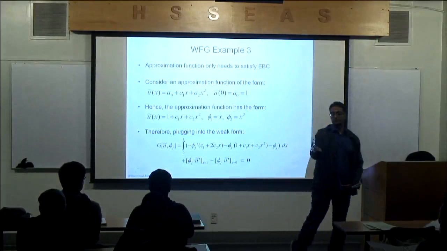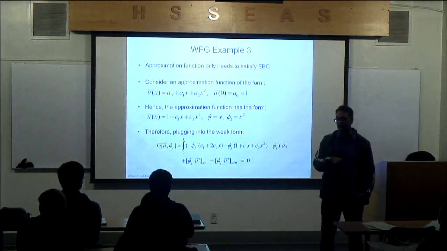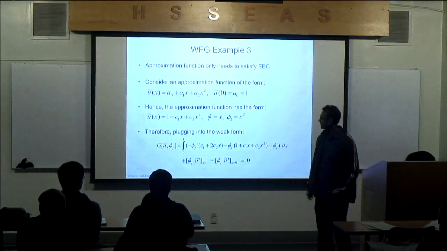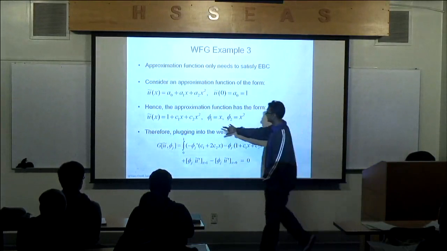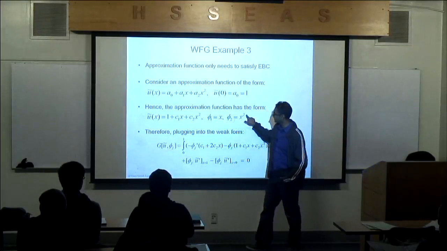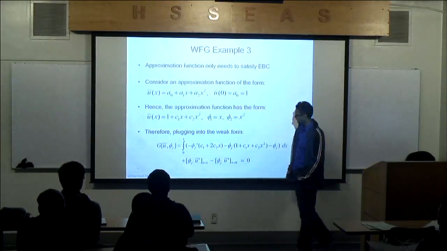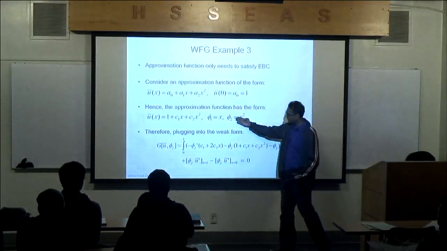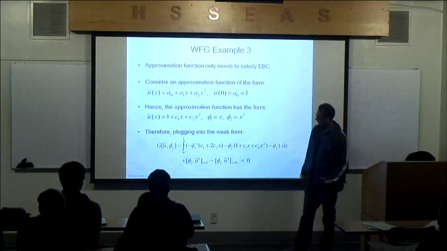Remember, I told you phi sub 0 satisfies a non-homogeneous form of the boundary conditions. That's exactly what happened in this example. Phi 1 is x, phi 2 is x squared, and then I can plug this into the weak form. Okay? Any questions on what I did there?